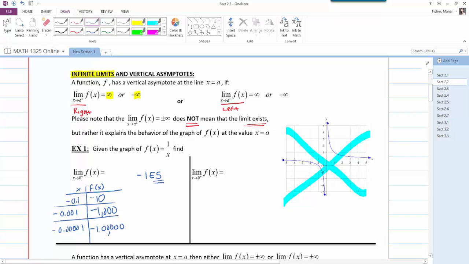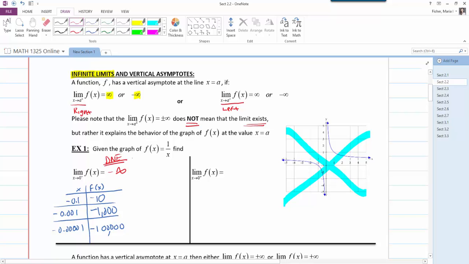So it's negative 100,000. If we look at this, as we get closer and closer to 0 from the left, it looks like our numbers are getting smaller and smaller, right? They are approaching negative infinity. So the limit as x approaches 0 from the left of the function 1 over x is equal to negative infinity. Now please note, again, my limit does not exist, right?